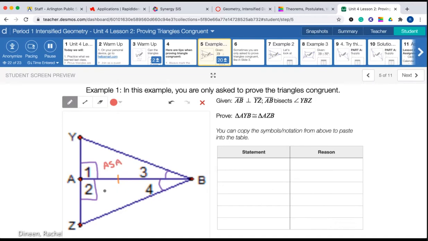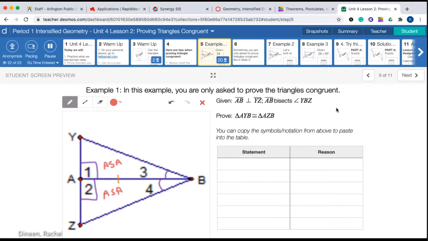Looking at my bottom triangle, I have an angle, I have an included side. Notice that the side's in between the two angles, and I have an angle. So I can prove these two triangles are congruent by angle, side, angle. Are we good so far before we write our proof?